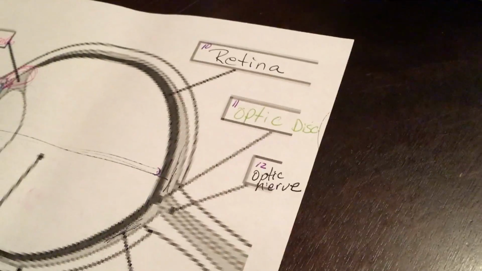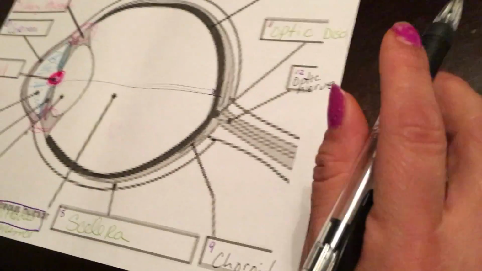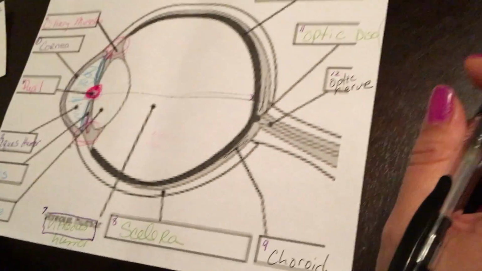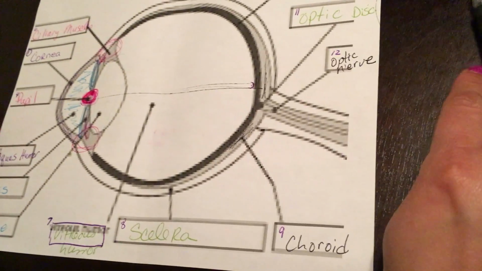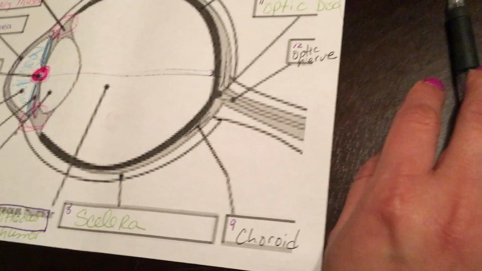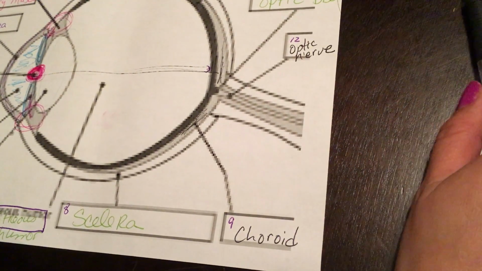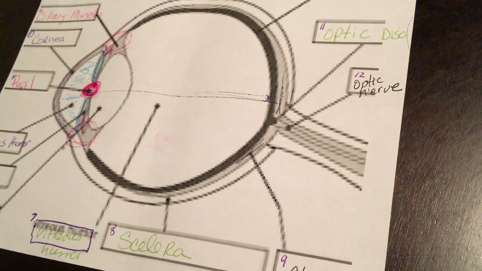And the optic nerve is a bundle of fibers that carry the vision related impulses from the retina to the brain. Now, after this, I am going to talk to you about a few of the things that could go wrong when you damage your eye.